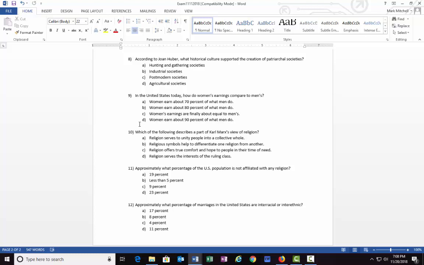Number 11. Approximately what percentage of the U.S. population is not affiliated with any religion? Is it A, 19%? Is it B, less than 5%? Is it C, 9%? Or D, 23%?